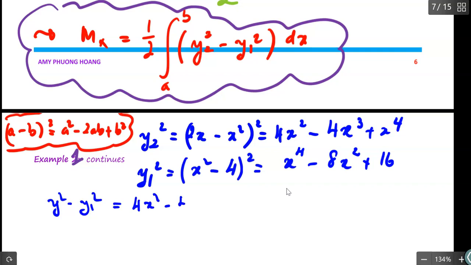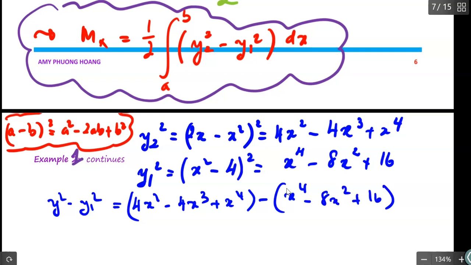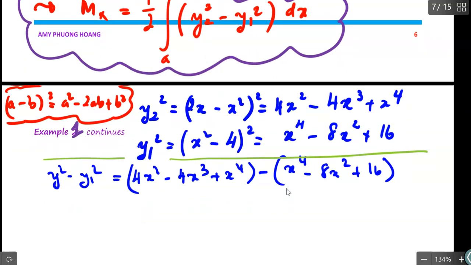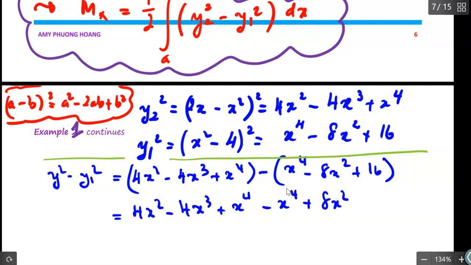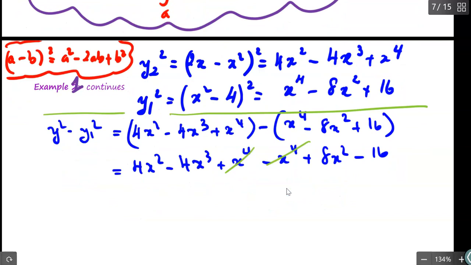All right, now my y2 squared minus my y1 squared will be equal to 4x squared minus 4x cubed plus x to the exponent 4. Let's subtract this in the bracket. Make sure that we consider the distributive property on each term, minus 16. All right, then we have that cancel out and combine like terms to see what we get.